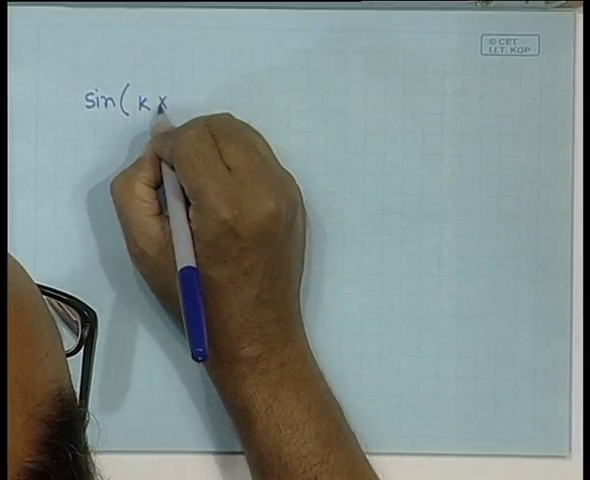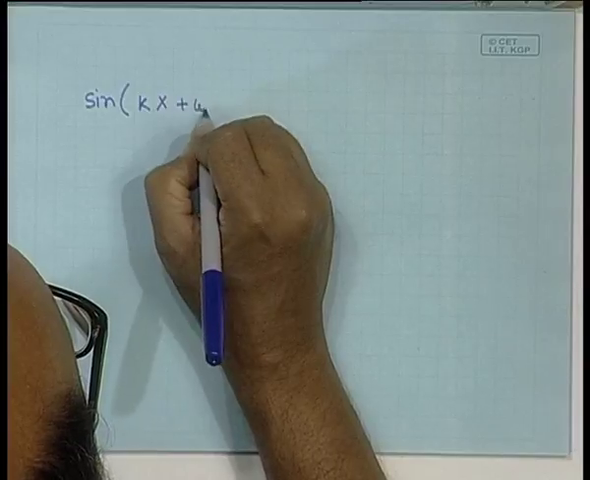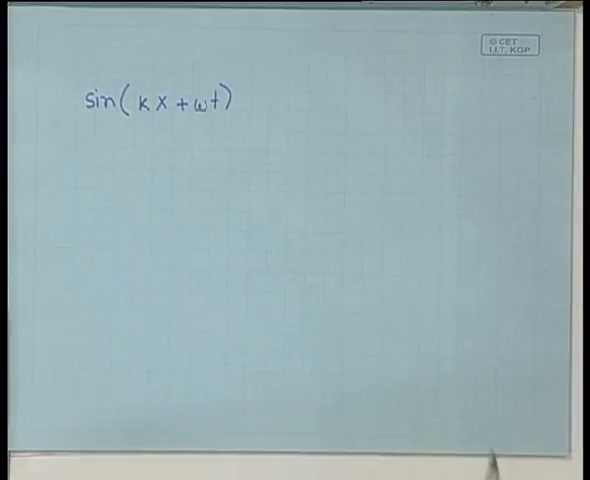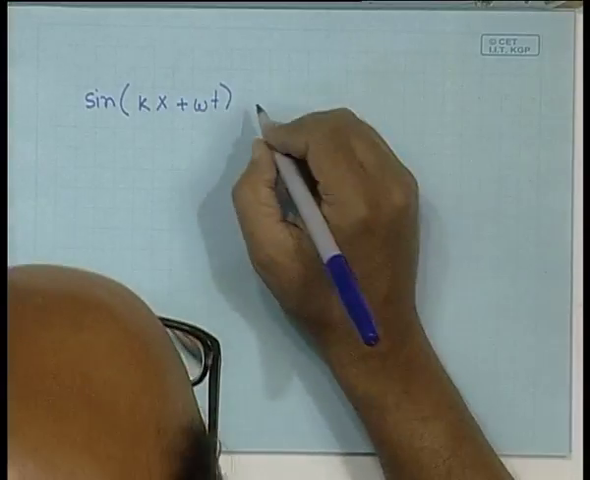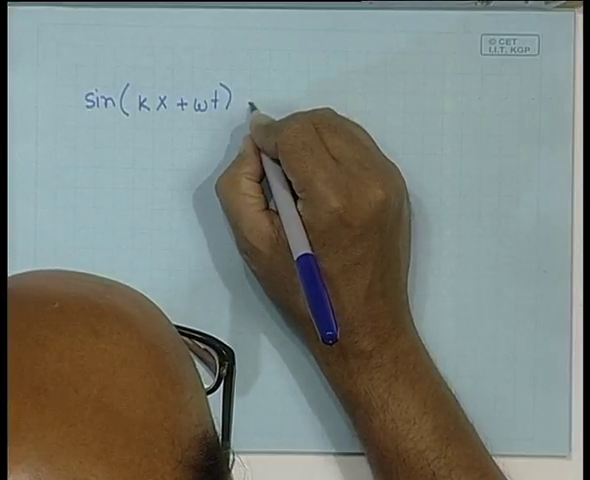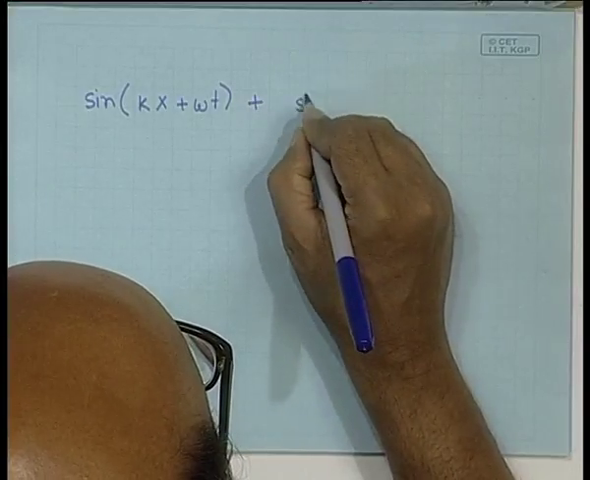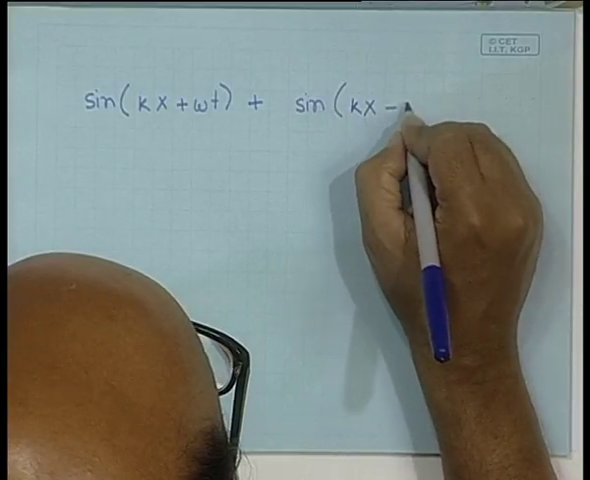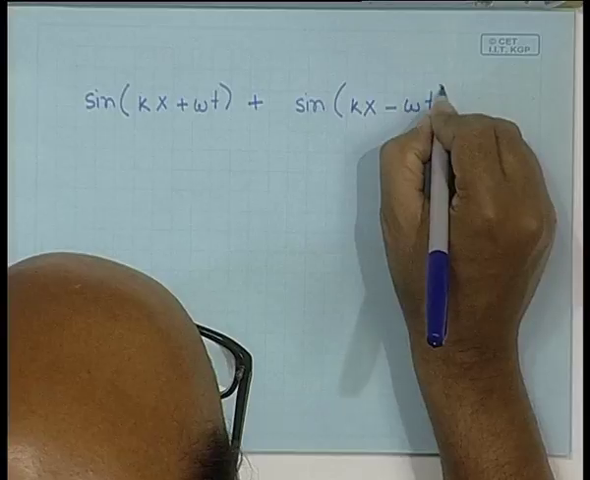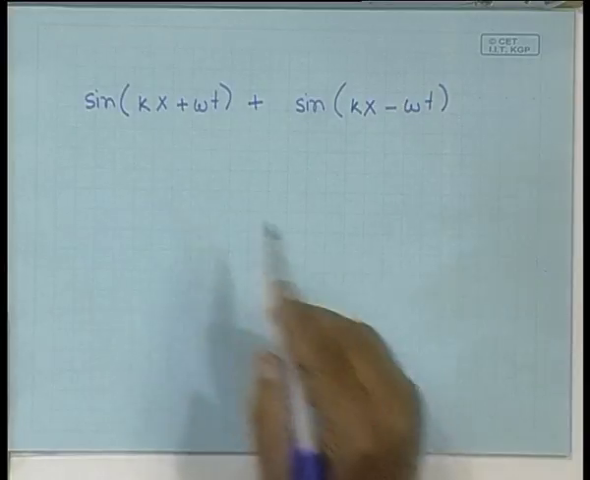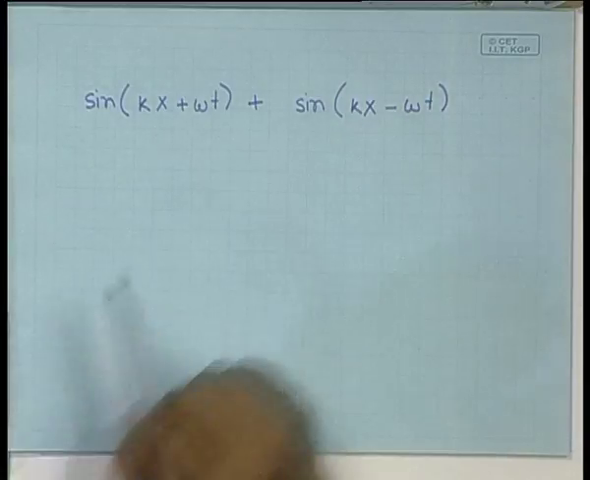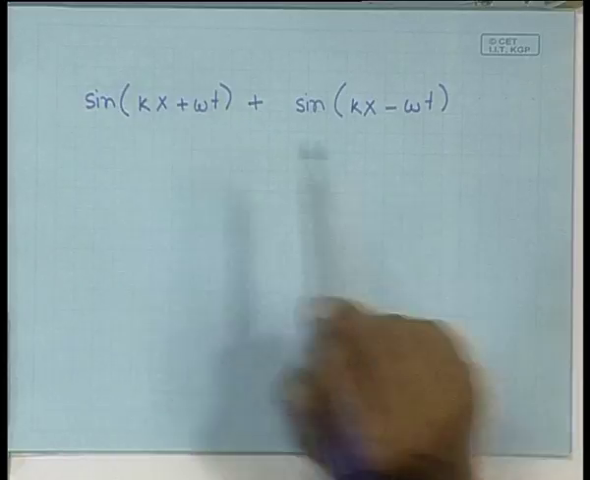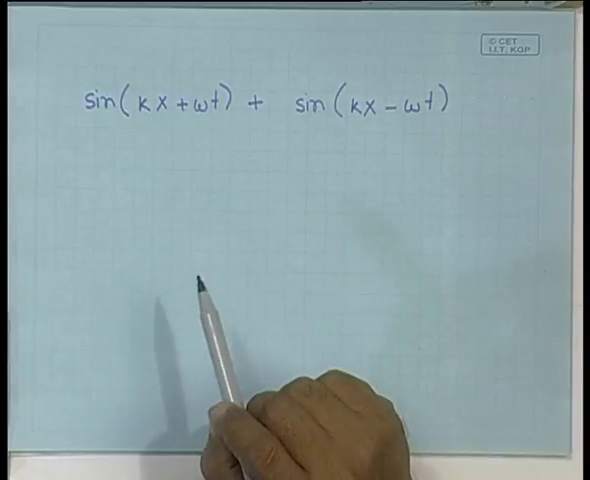sine(kx + omega t) plus sine(kx - omega t). So, this is a superposition of 2 travelling waves. This is a left travelling wave, this is a right travelling wave.